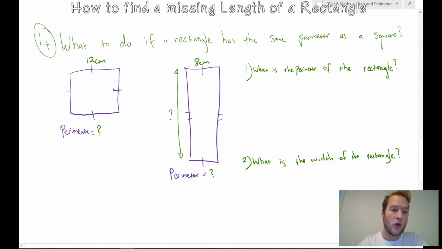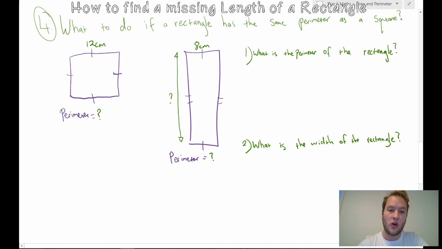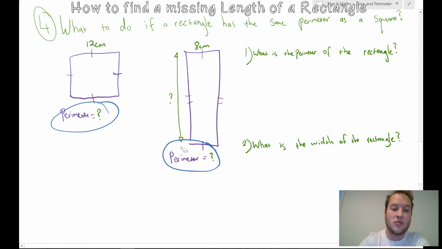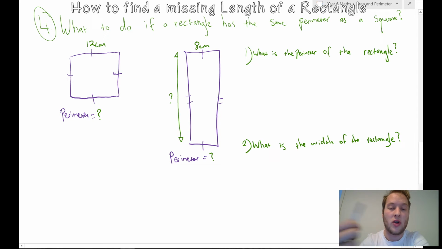So step 4, what do we do if we're told that a square and a rectangle share the same perimeter? So we don't know what the perimeter is, but we know that these shapes share the same perimeter. If this one was 10, then this one's 10. So what would we do first?